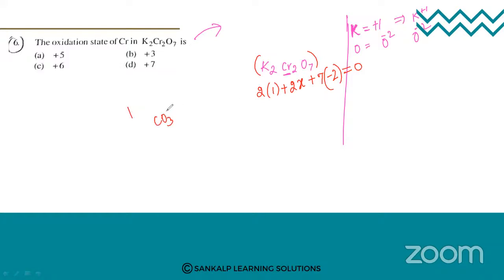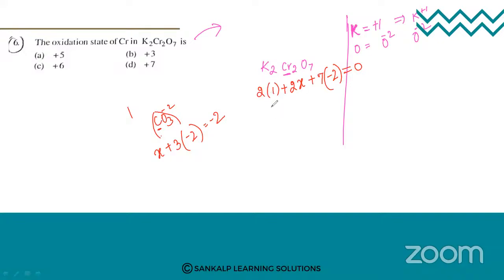Suppose CO3 2-. At that time we have to find the oxidation state of carbon. How will I write? x plus 3, each oxygen is -2, equals -2, so the charge here is -2. Like this we have to write the equation. Now here there was no charge, so we will write it as 0.